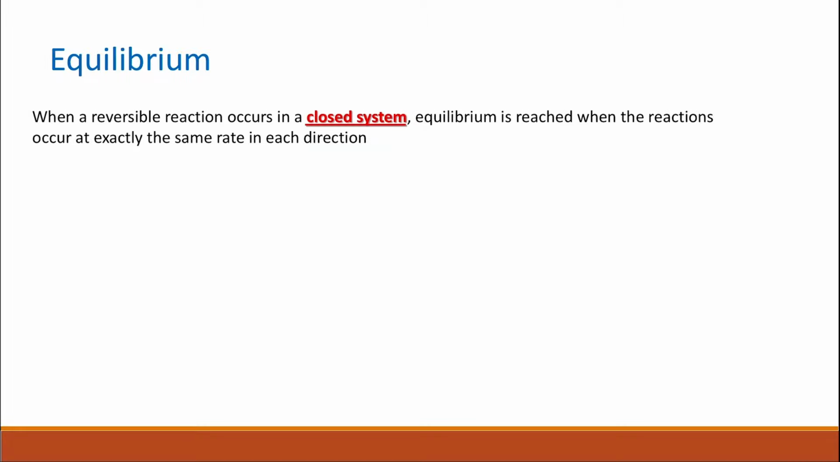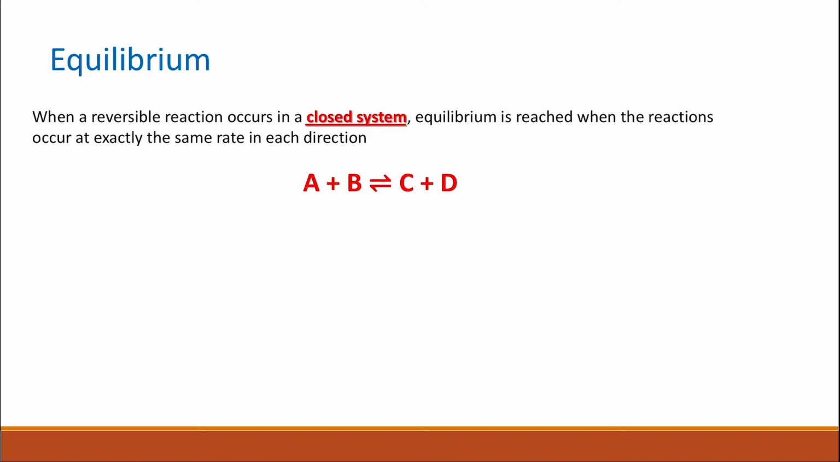So a reversible reaction will always reach an equilibrium if the reaction occurs in a closed system. And a closed system is a system that doesn't allow the escape or the introduction of any other particles during the reaction. So when a reversible reaction occurs in a closed system, the equilibrium will be reached when the reaction occurs at exactly the same rate in each direction.